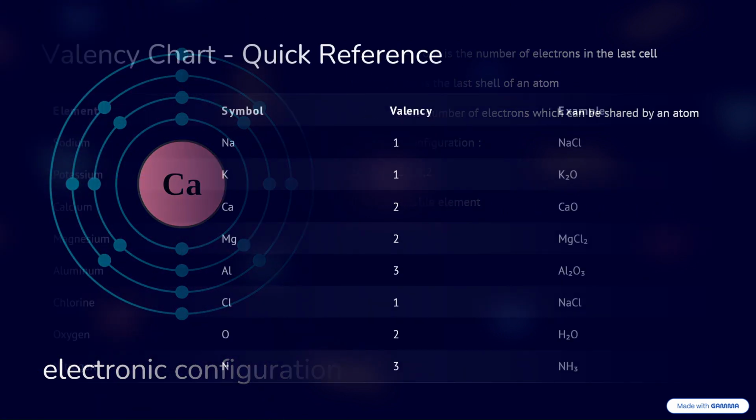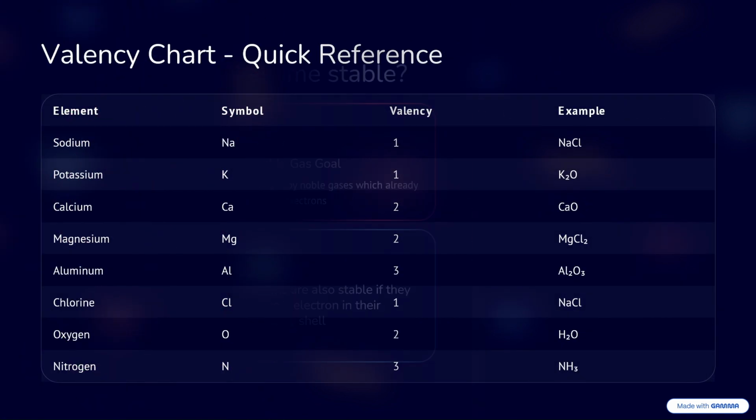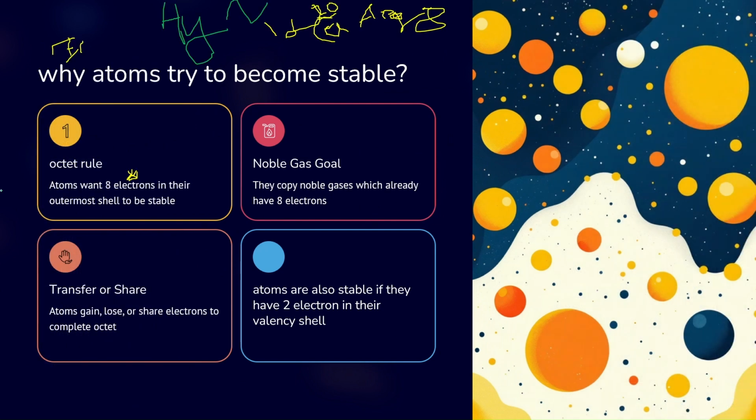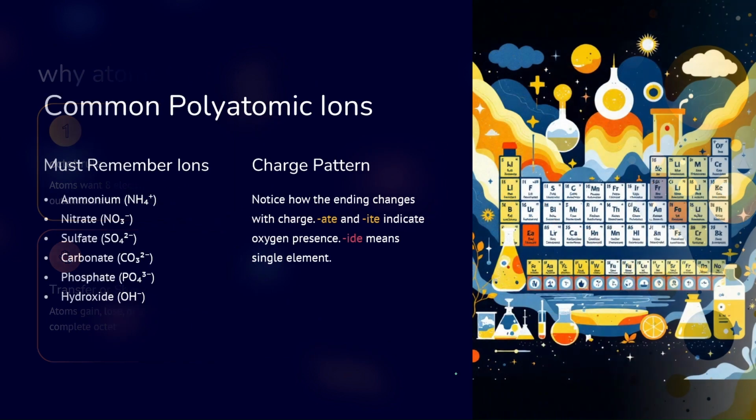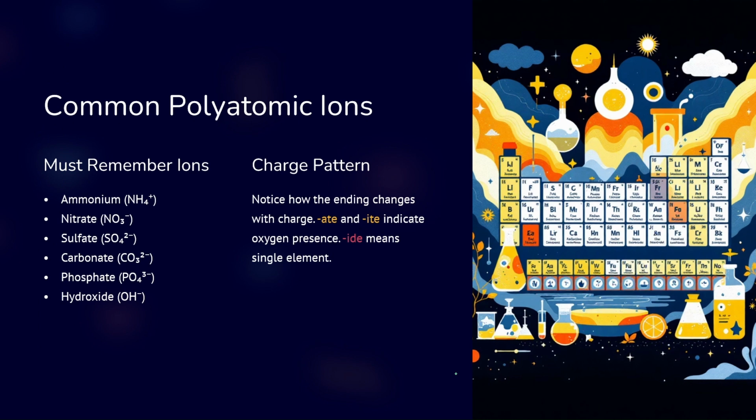Okay, next. This is an exception. You have to remember this. Atoms are also stable if they have two electrons in their valence shell. Example, helium. Done. Next, common polyatomic ions which you need to remember.